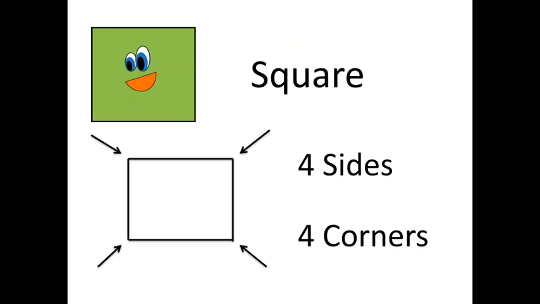Square is a plane shape, also called a 2D shape. It has 4 sides. All the sides of square are equal. It has 4 corners. In the next slide, we will see a few examples of square.